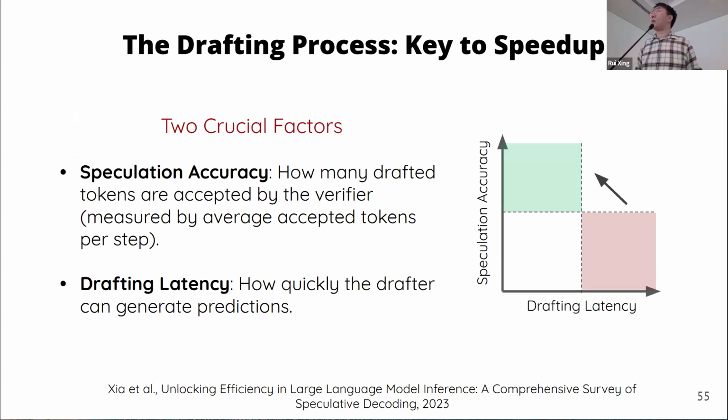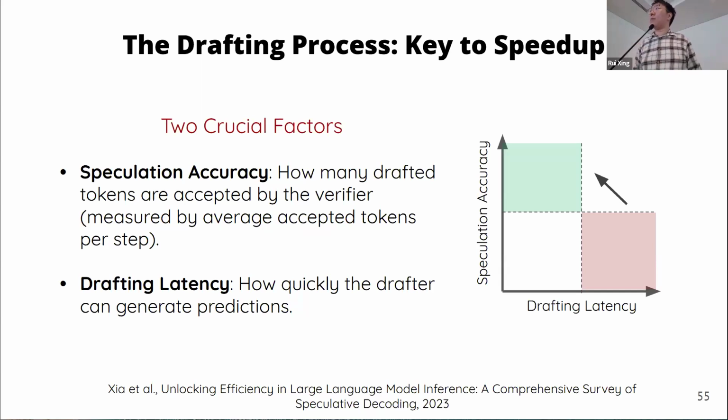Why? Because we have two crucial factors. The first is speculation accuracy: how many draft tokens are accepted by the verifier? If you generate 10 tokens and all 10 are accepted at once by the verifier, it can accelerate the inference a lot. But if you generate 10 tokens and just one of them is accepted by the model, it does not bring a lot of speedup.